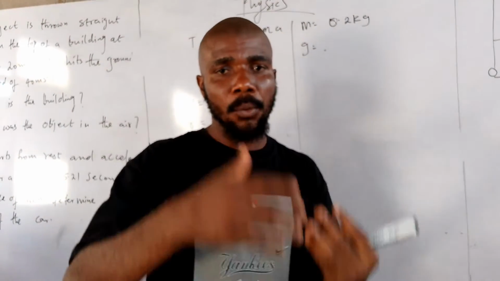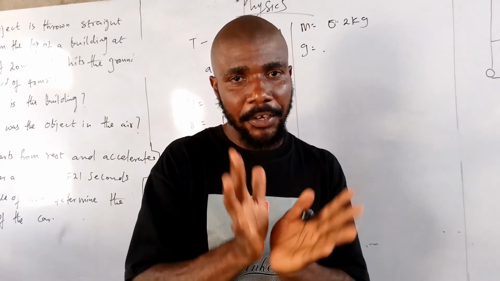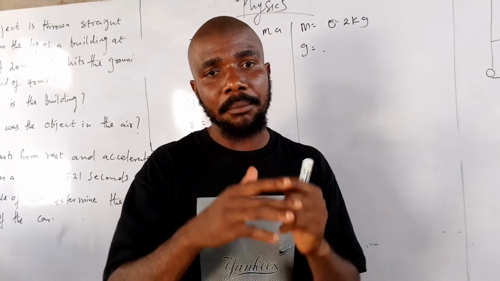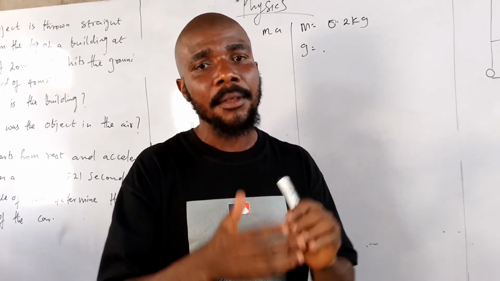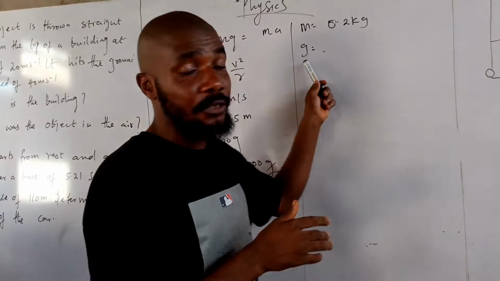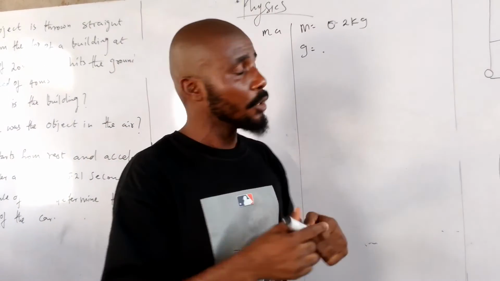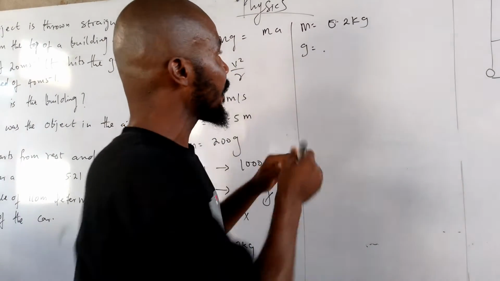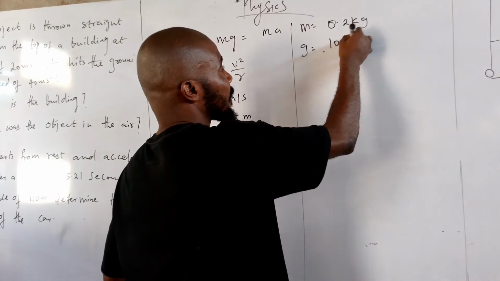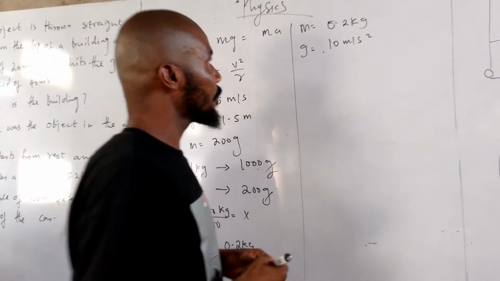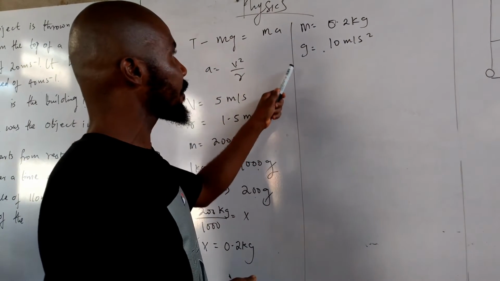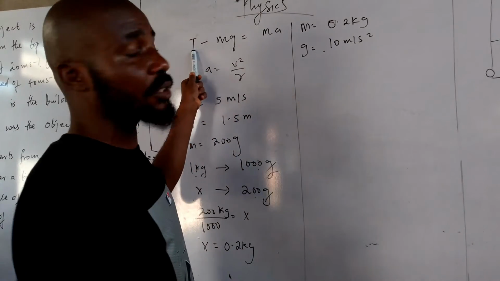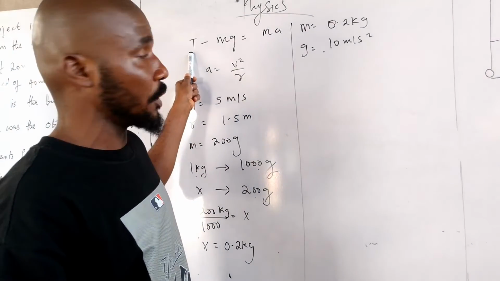I would like to explain what g actually means in the next video. It's a special concept that many students don't understand. I will explain the concept of g in the next video. So in this case, I will use g as 10 meters per second squared. So having gotten all these parameters, you see that it's very easy for you now to get your tension that you're looking for in this question.